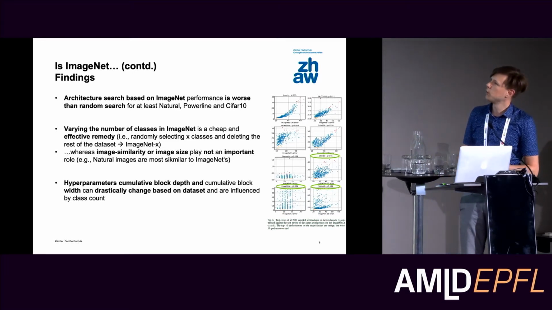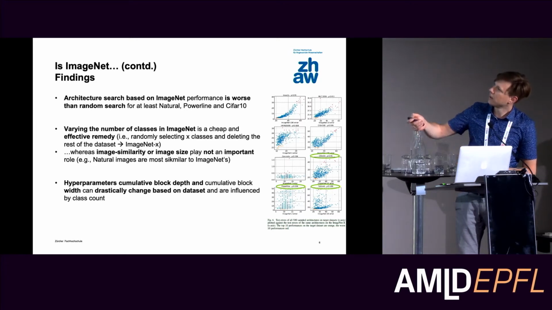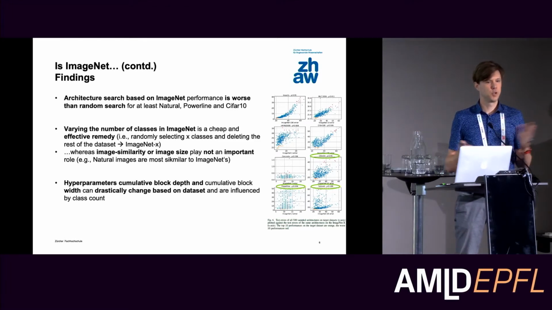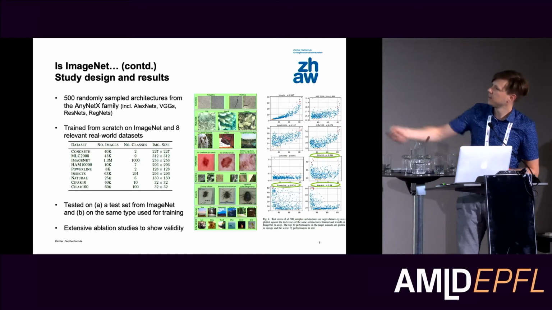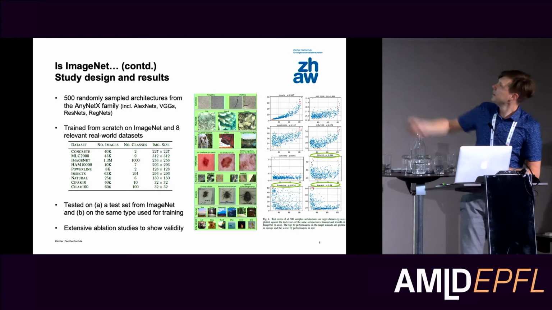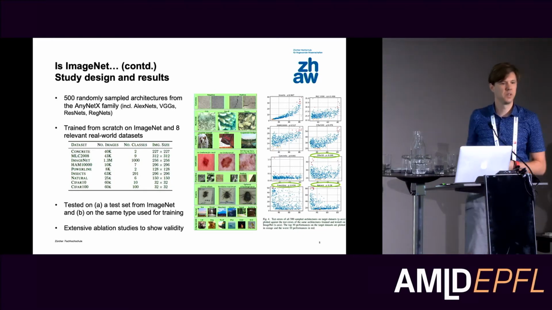Interesting enough, what we found out is that the most important factor is the number of classes. ImageNet has, as you know, a lot of classes. We have the notorious 1,000 classes. And insects, that has the best correlation, has the highest number of classes from these other data sets.